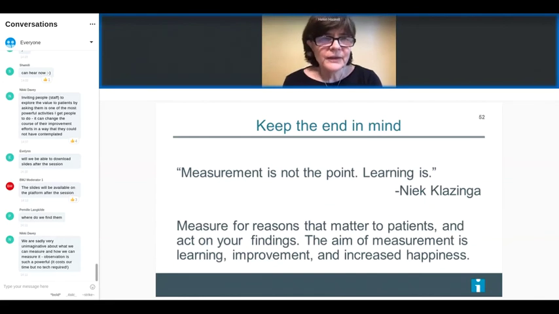So we need to keep the end in mind. Measurement is not the point. Learning is. This is from Niek Klazinga, whom you've just heard from.